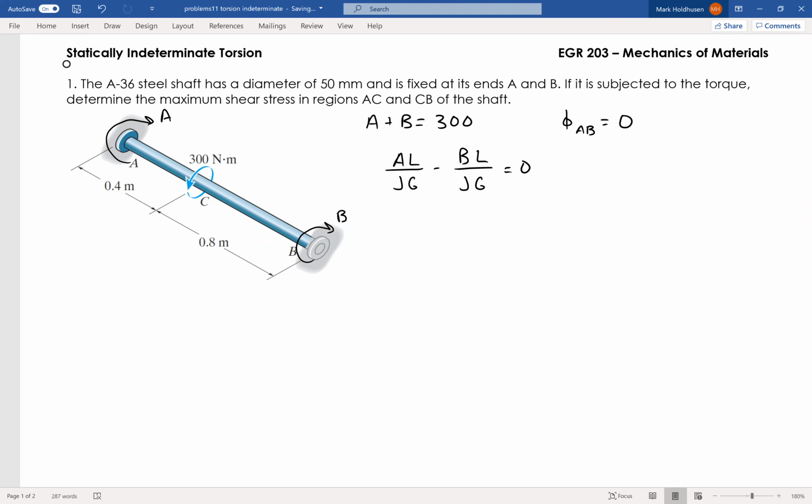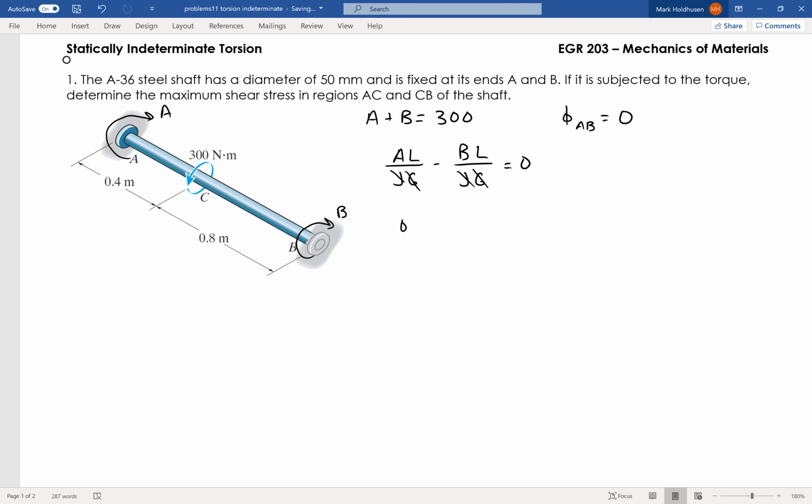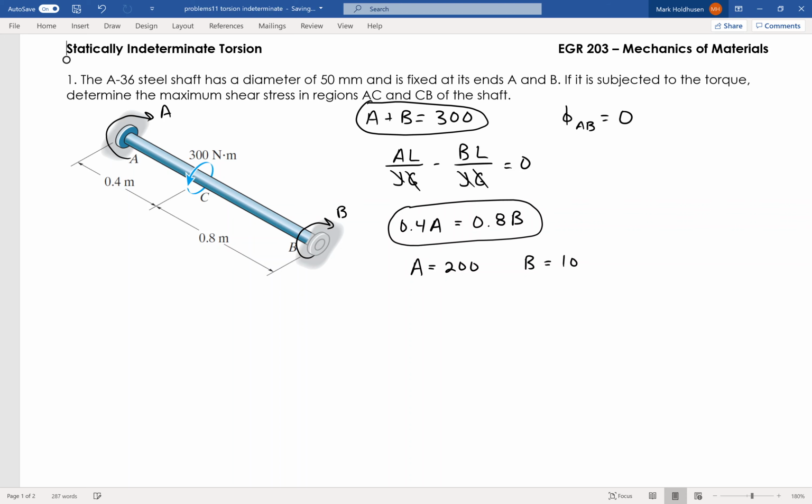Of course, I'm going to realize that it's the same radius of the shaft, so J is not going to change, and it's the same material, so G will not change at all. So it's really just AL equals BL, where L is 0.4 for A and L for B is 0.8. So now I've got two equations. There's my statics equation. Here's my compatibility equation. From that, I can calculate A and B, where A becomes 200 and B becomes 100.